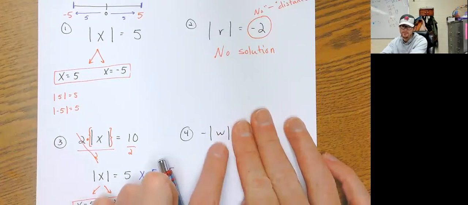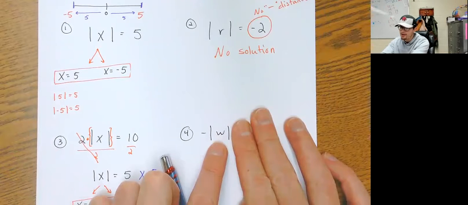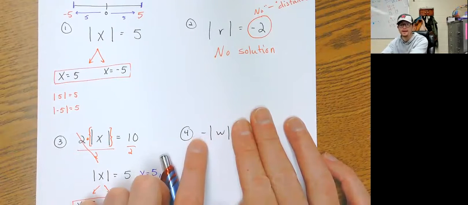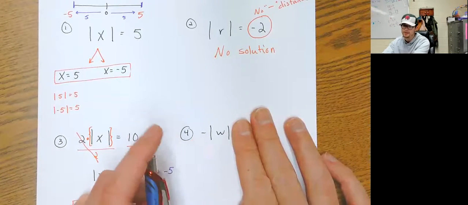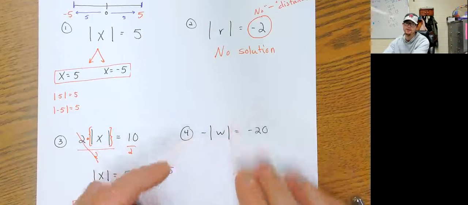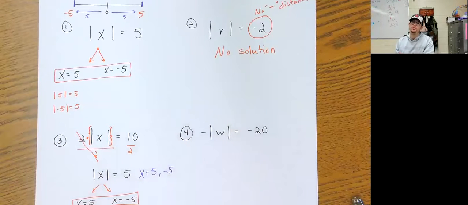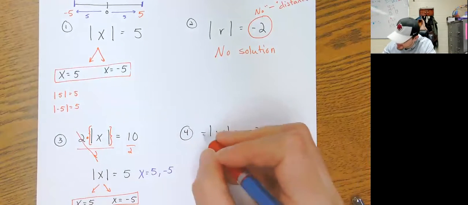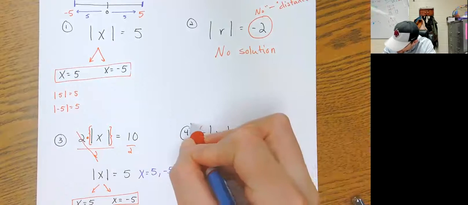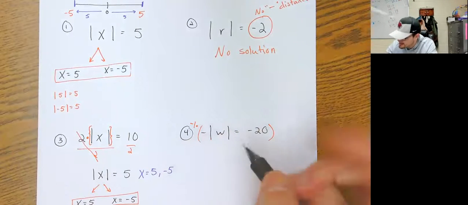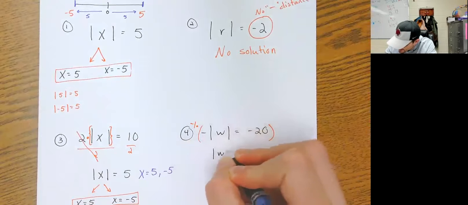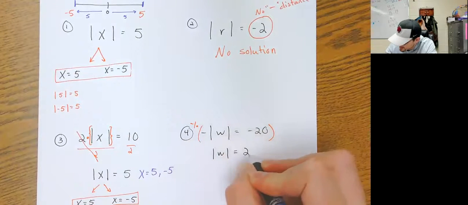Is there something on the outside of this absolute value which I need to cancel out by using inverse operations? Oh, there is. There's a negative. And how do I get rid of a negative? I've talked about this in my solving equations video: to get rid of a negative on something, multiply everything by -1. So we are going to multiply everything by -1. And what you get is the absolute value of W equals positive 20.